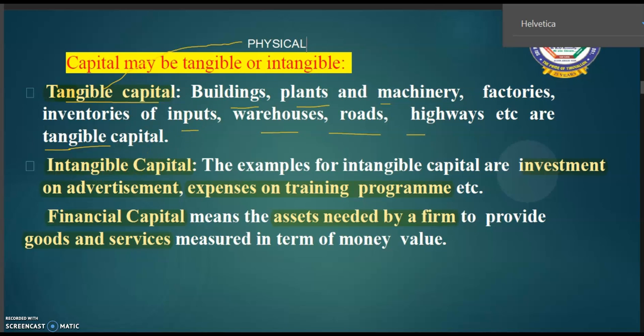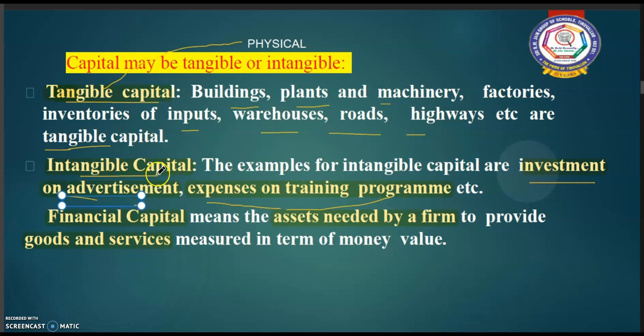Now intangible capital. Examples of intangible capital are investment on advertisement, how much we are investing on advertisements, and expenses on training programs for the workers. These things come under intangible capital. Next one, financial capital, means assets needed by a firm to provide goods and services measured in terms of money and money value. So the things which are needed by a firm to meet the demand or to provide goods and services, which can be measured using money, such capital is called financial capital.